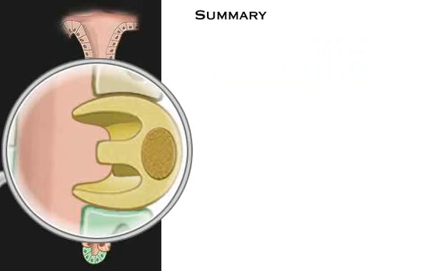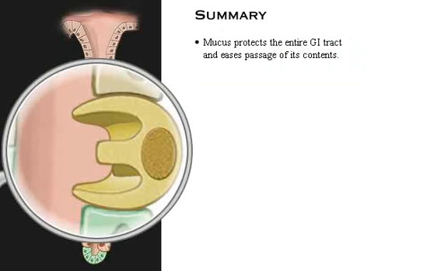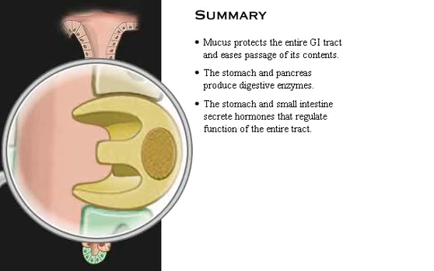Here's a summary of what we've covered. Mucus protects the entire GI tract and eases passage of its contents. The stomach and pancreas produce digestive enzymes. The stomach and small intestines secrete hormones that regulate function of the entire tract.